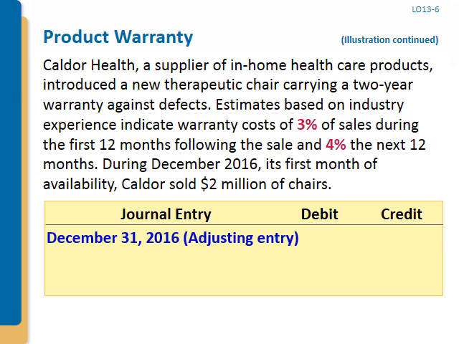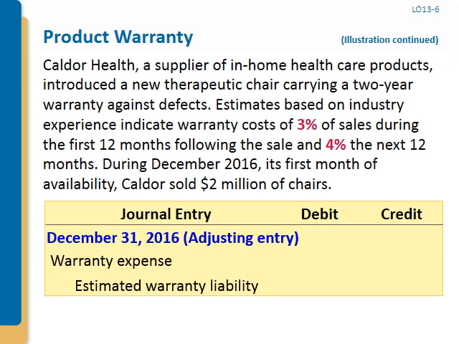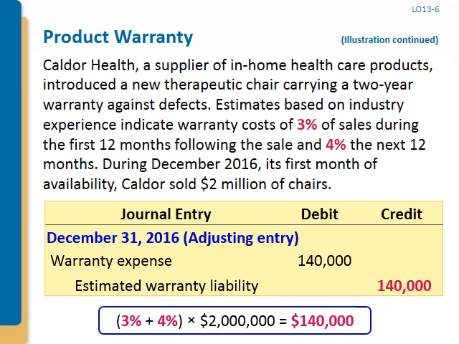On December 31st, Caldor Health has to record an adjusting entry to recognize any warranty expense and a warranty liability. Caldor estimates warranty costs to be 3% of sales during the first 12 months following the sale and 4% in the next 12 months. Therefore, the warranty liability can be calculated as 7%, the sum of 3% for the first 12 months plus 4% for the next 12 months, times the amount of sale of $2 million.